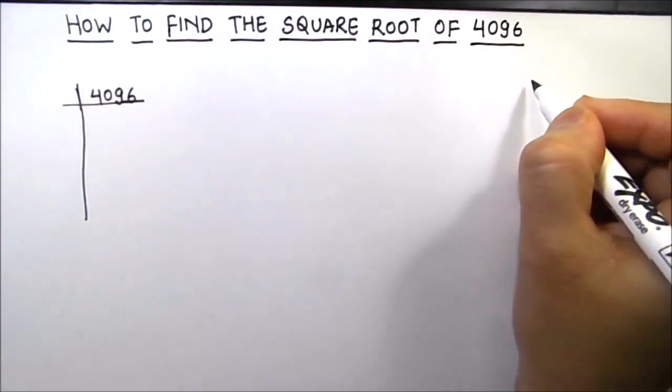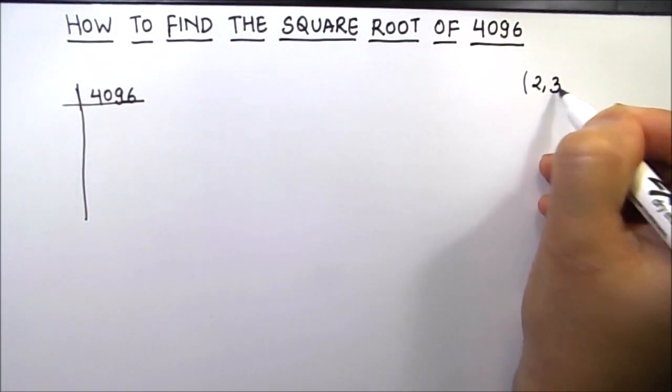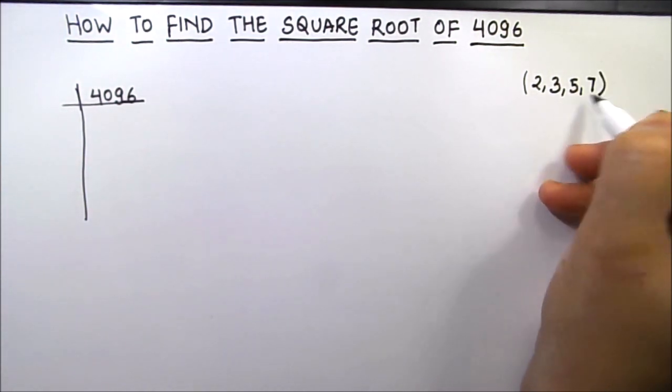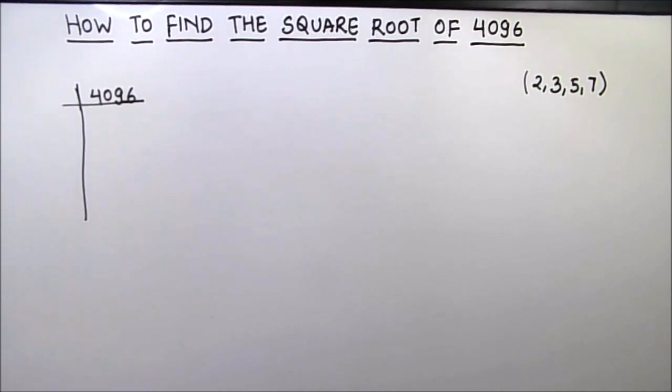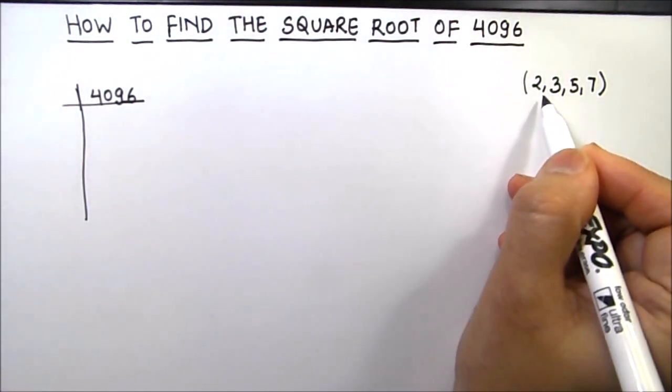I'm going to write the first 4 prime numbers on the right hand side so that it is easy for us in our prime factorization method. So 2, 3, 5, 7 are the first four primes. As 4096 is an even number, we'll divide 4096 by the first prime number, which is 2.